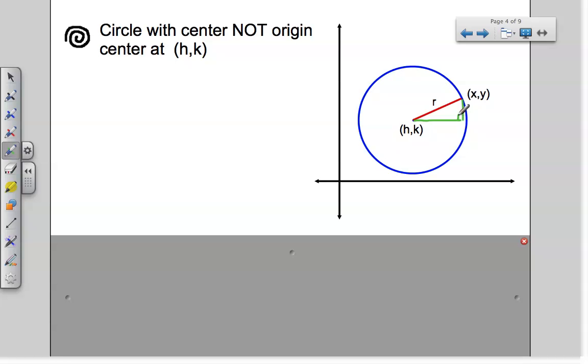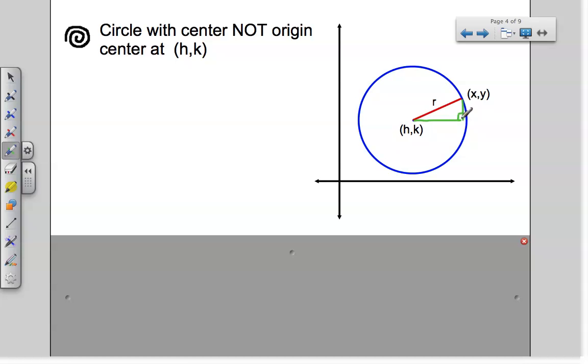But now the legs are a little bit harder to name or to come up with. Think about this. This is our horizontal leg of this right triangle. This is how much we're moving left or right. And we know the left or right movement deals with the x variable, right? X moves left and right. And here we have x, here we have h. H was the center x point.